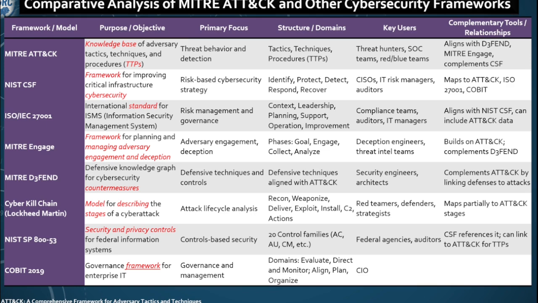It is a model describing the stages of a cyber attack. NIST SP 800-53 is a security and privacy control catalog. Audit 2019 is a framework. Pause the screen, absorb what is written in the purpose section. That should help you in your clarity.